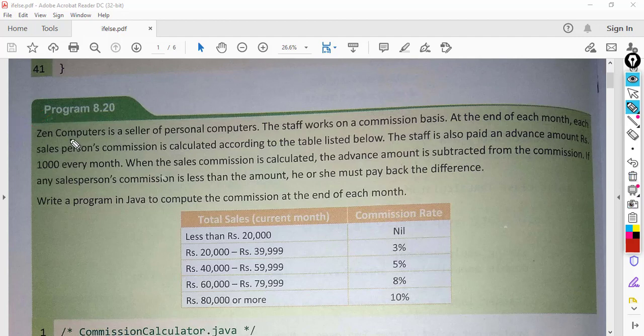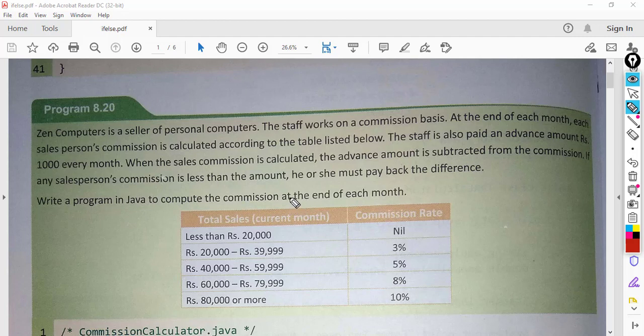Let's read the question. Zen Computers is a seller of personal computers. The staff works on a commission basis. At the end of each month, each salesperson's commission is calculated according to the table listed below. The staff is also paid an advance amount of ₹1000 every month. When the sales commission is calculated, the advance amount is subtracted from the commission. If any salesperson commission is less than the amount, he or she must pay back the difference. Write a Java program to compute the commission at the end of each month.